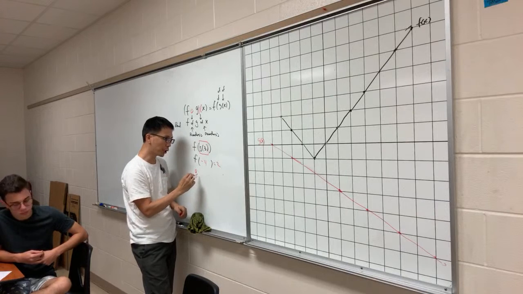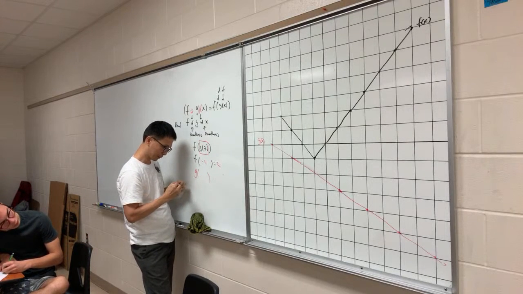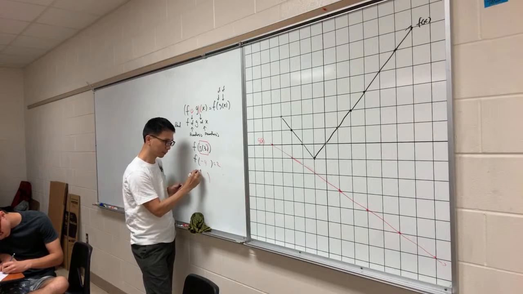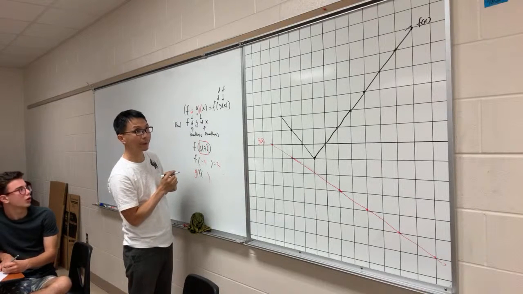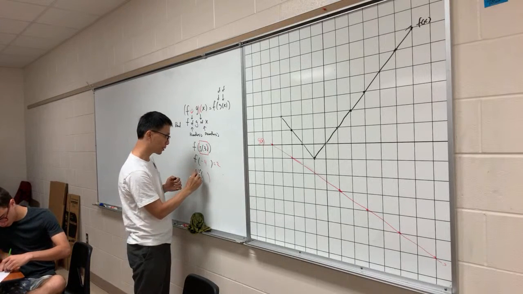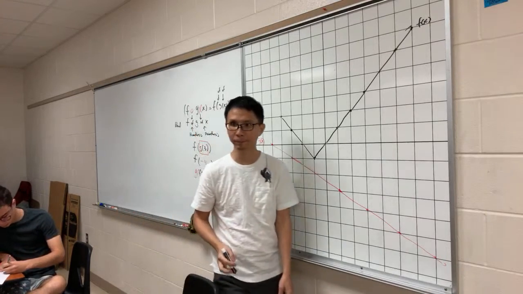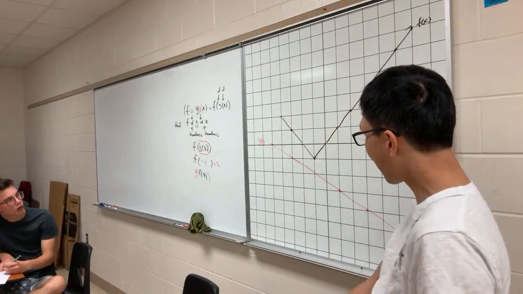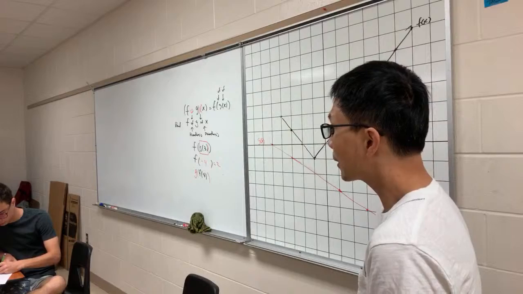So what will be g of f of 2? F of, I don't know, f of -4. Let's do -4. So let's see if you guys can do that. So what is g of f of -4?